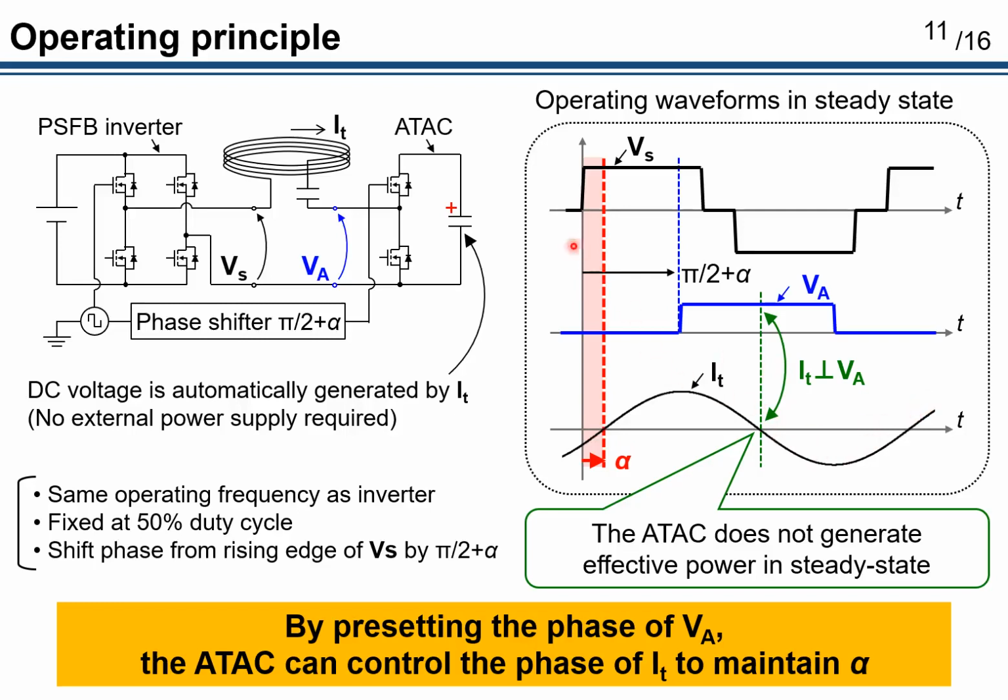This is because the ATTAC ideally has no resistive component due to its configuration and does not generate effective power in steady state. So, IT should be orthogonal to vA. Therefore, it can be seen from the waveforms of vS and IT that by presetting the phase of vA, the ATTAC can control the current phase to maintain alpha.